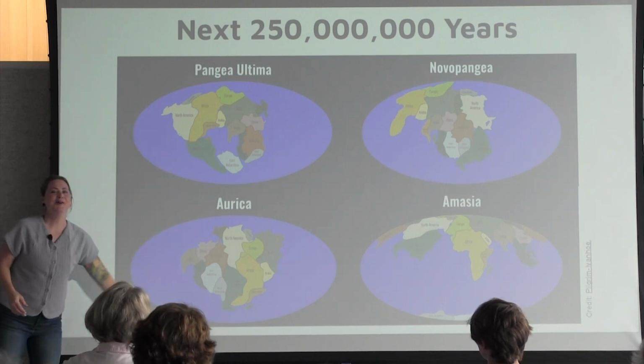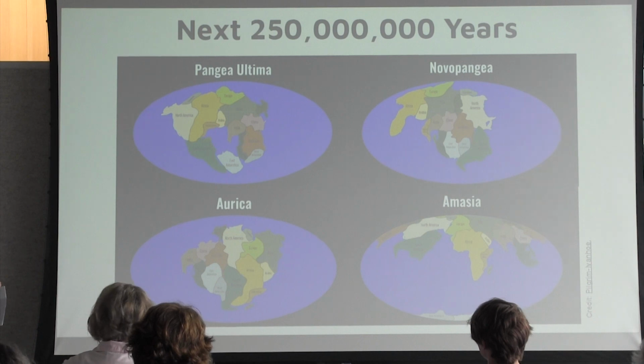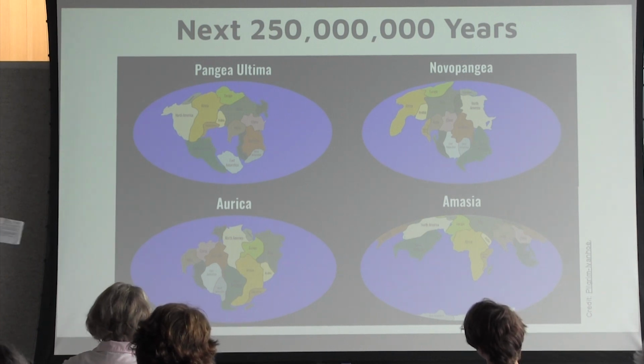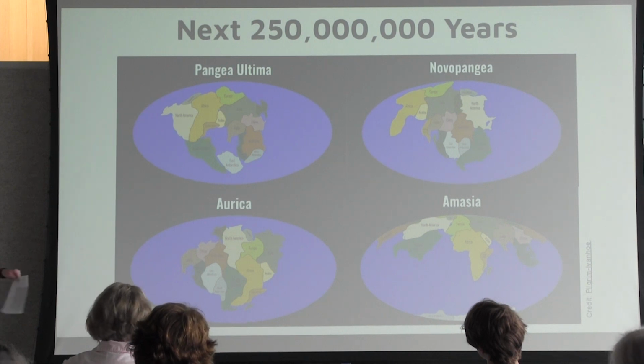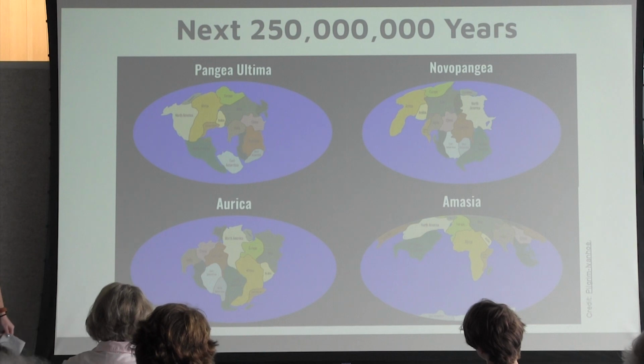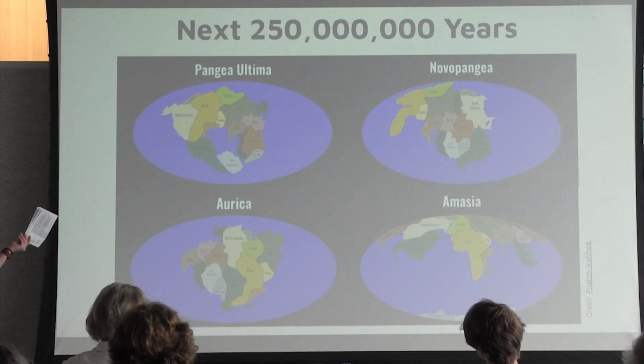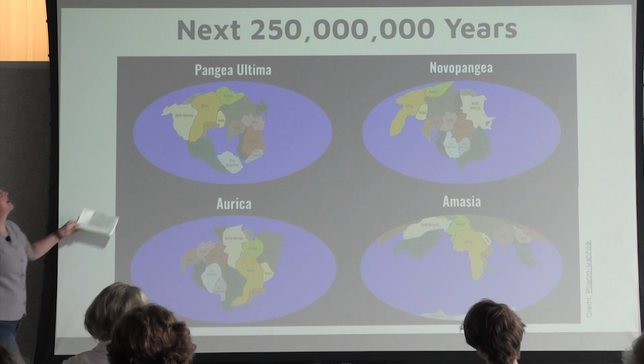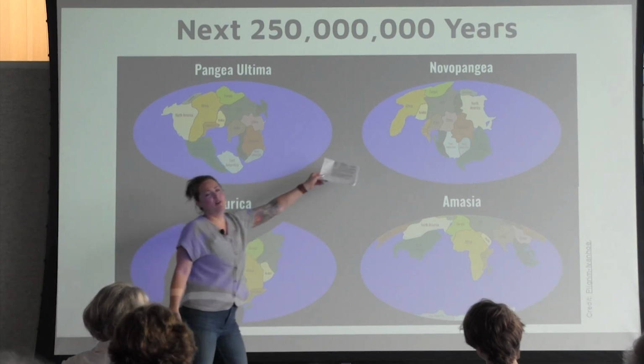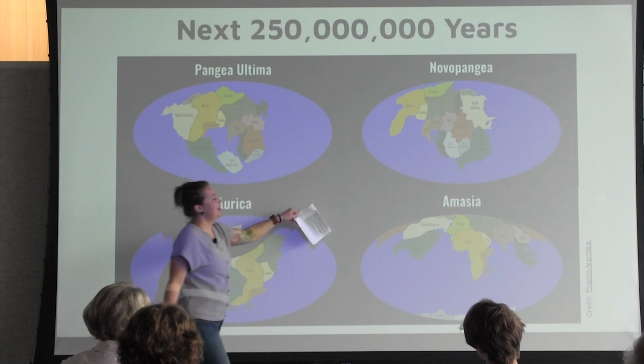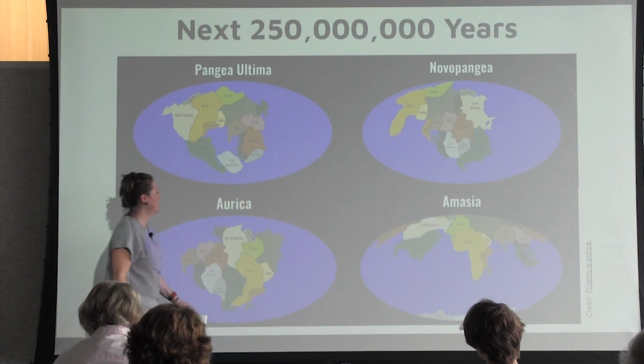But the reason why we know 250 million years from now we will have another supercontinent is because our supercontinent cycles go every 250 million years. Basically, since our planet has had land masses, every 250 million years, we have a different supercontinent. So 250 million years ago was Pangea. That's why a lot of these are like Pangea Ultima, Novo Pangea, Amasia, America and Asia coming together.